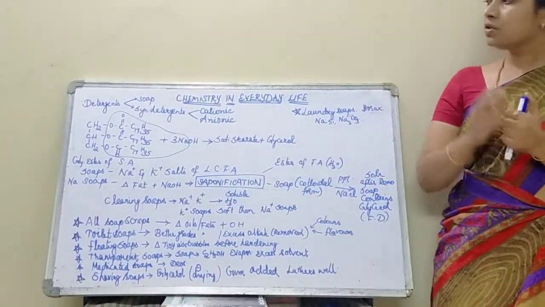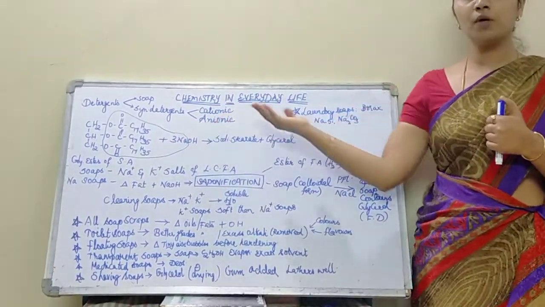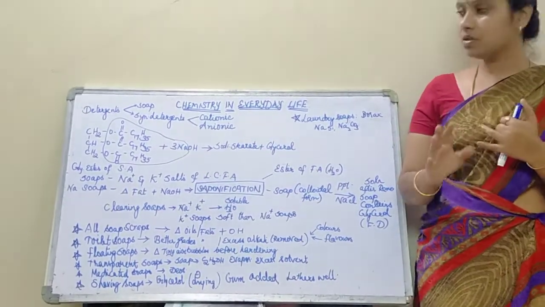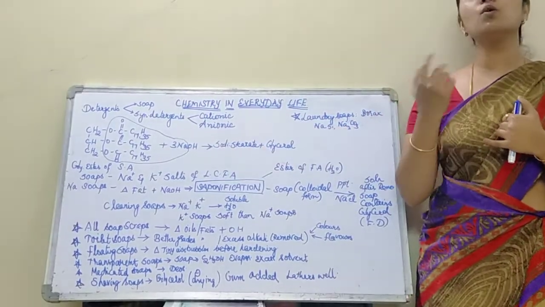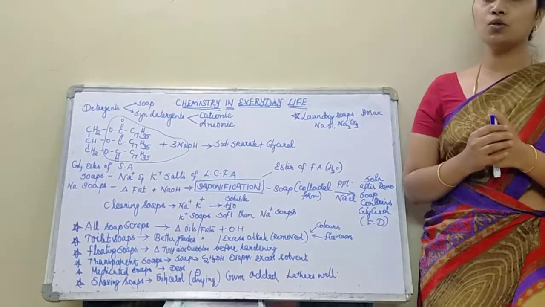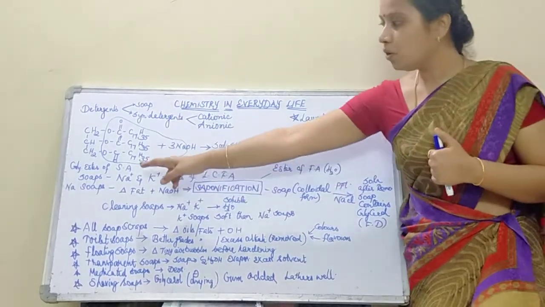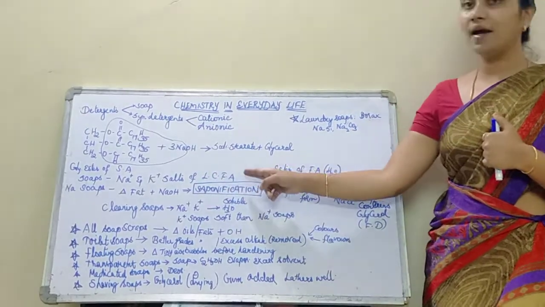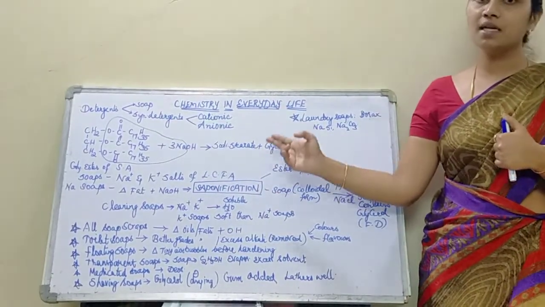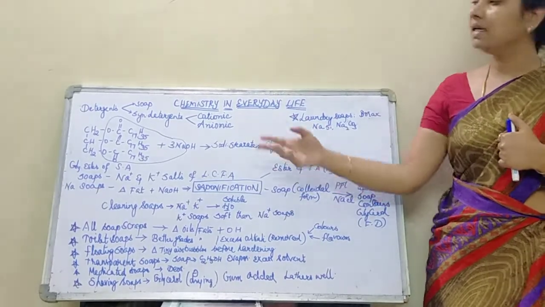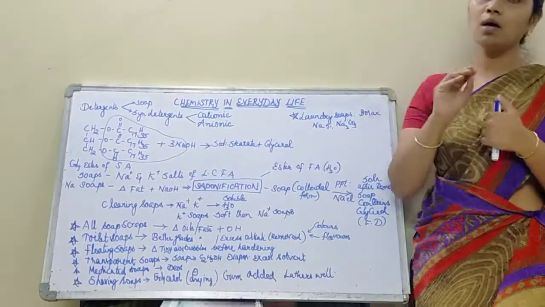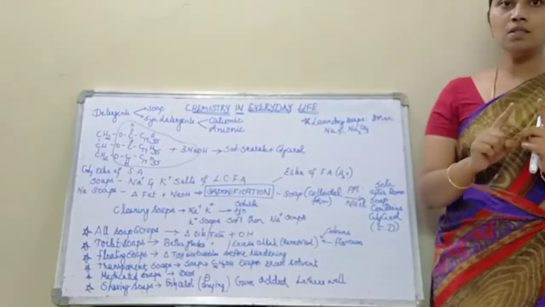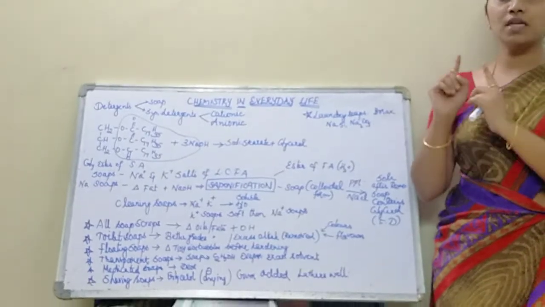So only stearic acid should be used for producing soaps? No. Even palmitic acid and oleic acid can be used. Only sodium hydroxide should be used? No. Even potassium hydroxide can be used to produce soap. So soaps are nothing but sodium or potassium salts of long chain fatty acids, which include stearic acid, palmitic acid and oleic acid.